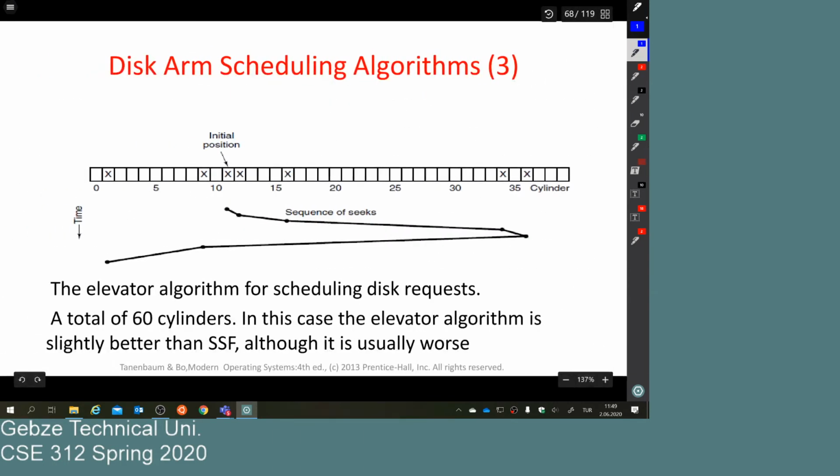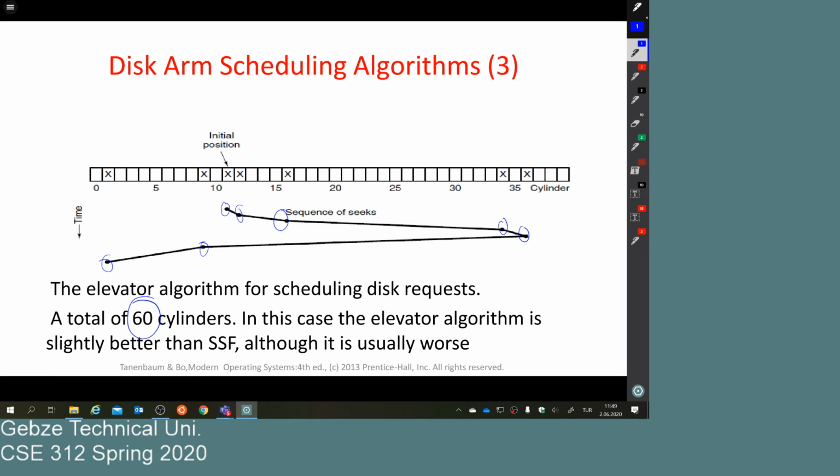So in our previous case, it starts from 11, goes up to 12, then 16, then 34 and 36, then goes down to 9 and 1, for a total of 60 cylinder movements.